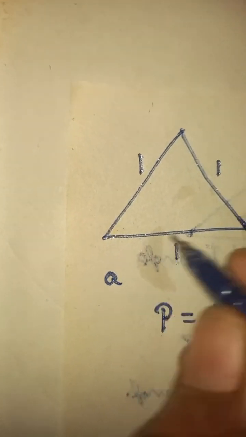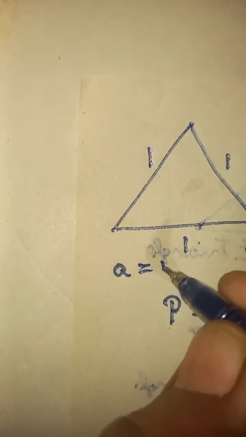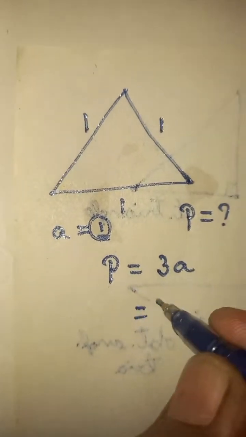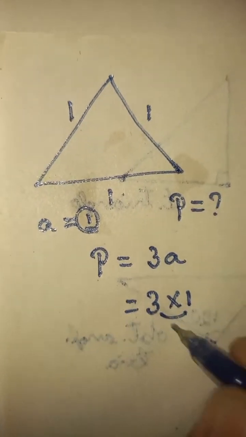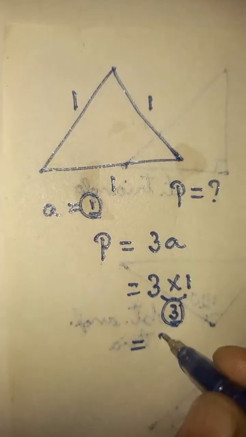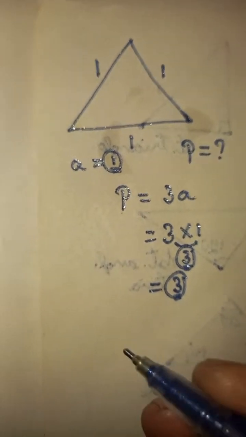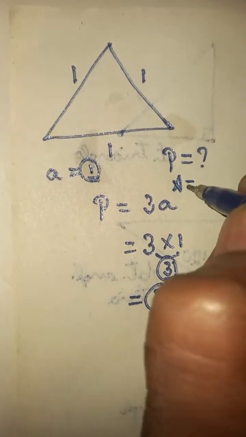Here, the side length is 1 unit, so a is 1. The perimeter is 3 times 1, which becomes 3. 3 units is the perimeter. Let's find out what's the area.